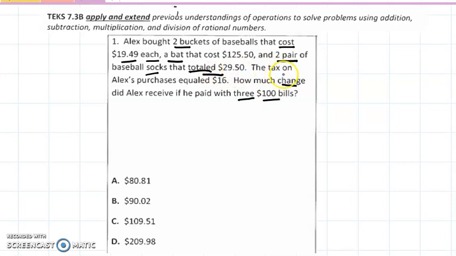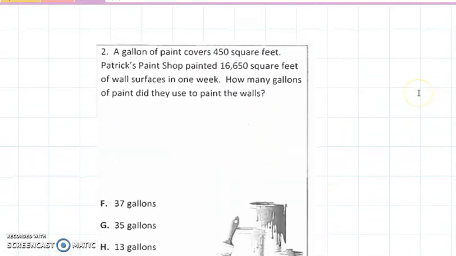And of course the tax. The tax is equal to $16. So think about what you have to do. You have to figure out how much money they're charging him, including the tax, and then he's paying with $300 bills. So how much change should Alex have left? And I hope we can figure that out. Okay.